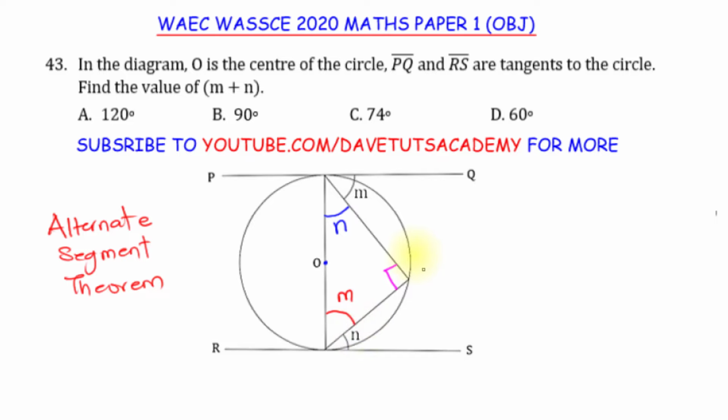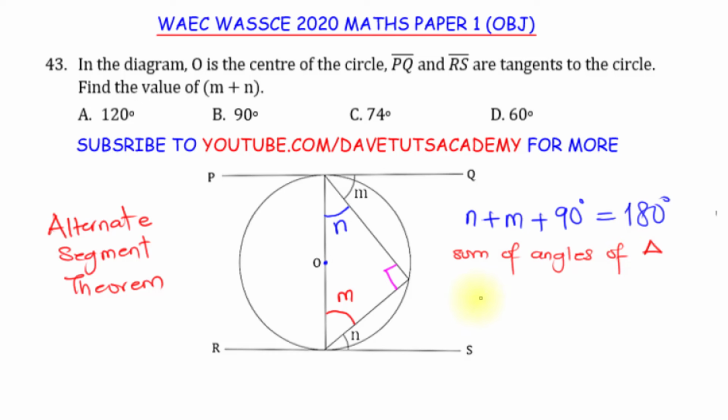So now we have this particular triangle that we can now say, yes, we understand that the sum of angles of a triangle, here, this triangle, we have it as n plus m plus this right angle, 90, is equal to 180 degrees. And what postulate is that? That is the sum of angles of a triangle, such that n plus m is going to be 180 degrees minus 90 degrees.